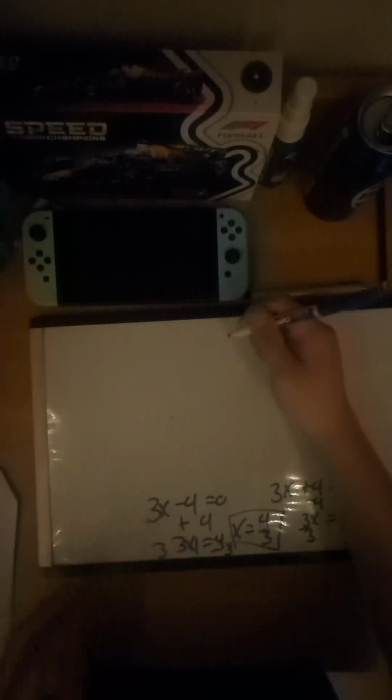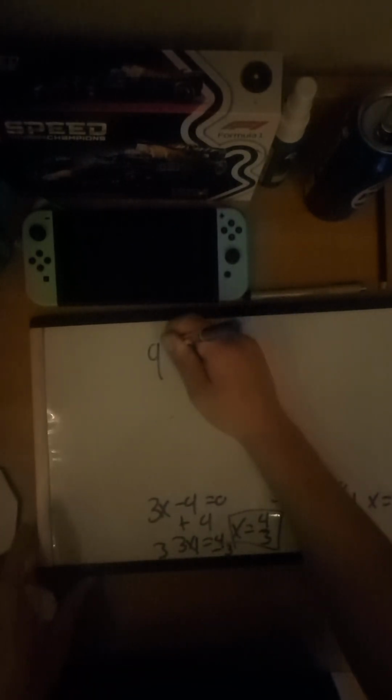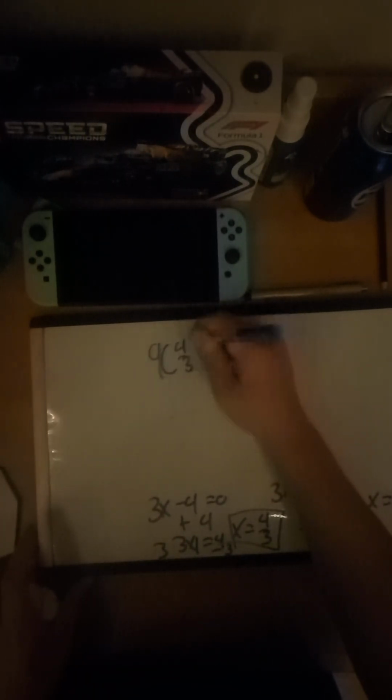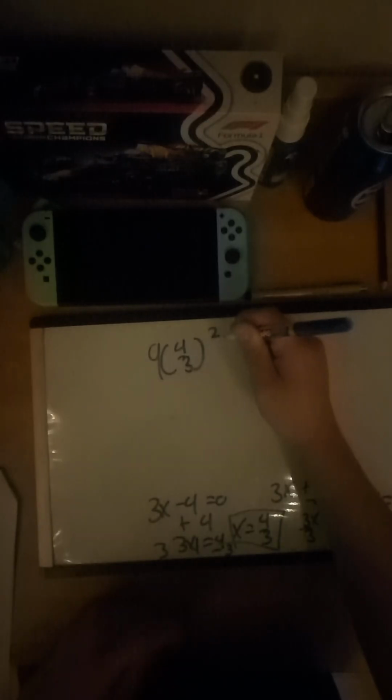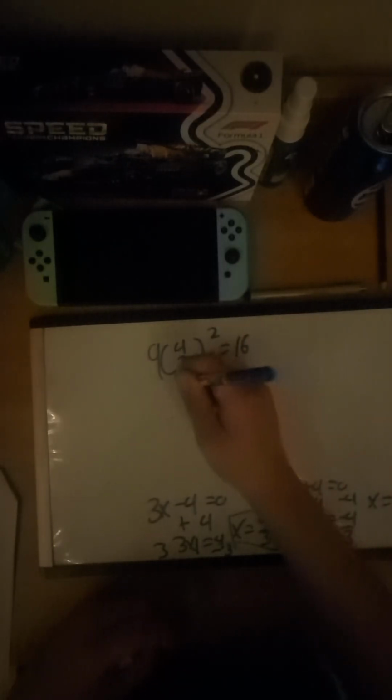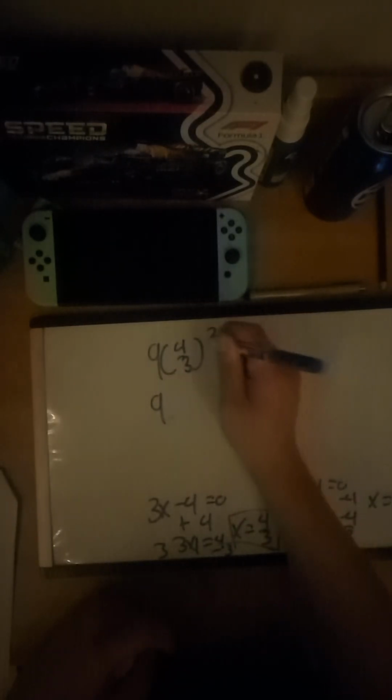If we would like to, we can go ahead and plug that back into the equation. And why not? We'll go ahead and check using this x, and see if the answer is correct. So 9 times 4 over 3 squared should equal 16. So 4 over 3 squared, when applying the exponent to both the numerator and denominator, is going to be 16 over 9.